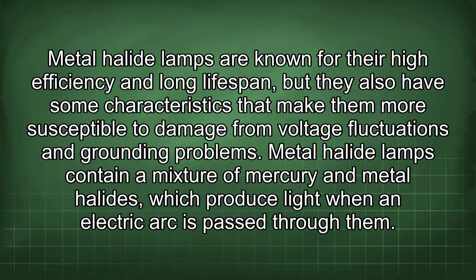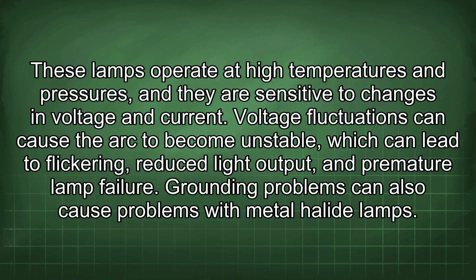Metal halide lamps contain a mixture of mercury and metal halides, which produce light when an electric arc is passed through them. These lamps operate at high temperatures and pressures, and they are sensitive to changes in voltage and current. Voltage fluctuations can cause the arc to become unstable, which can lead to flickering, reduced light output, and premature lamp failure. Grounding problems can also cause problems with metal halide lamps.